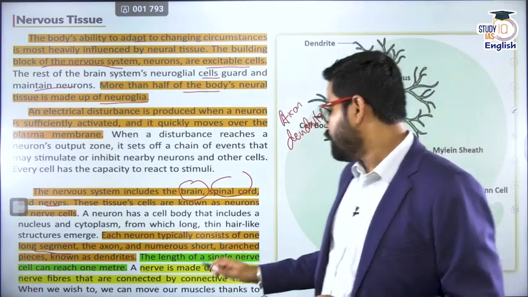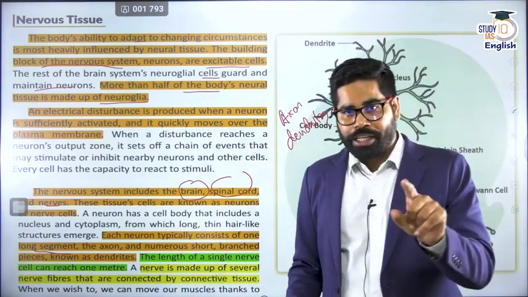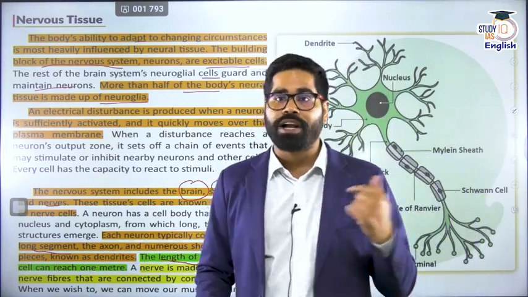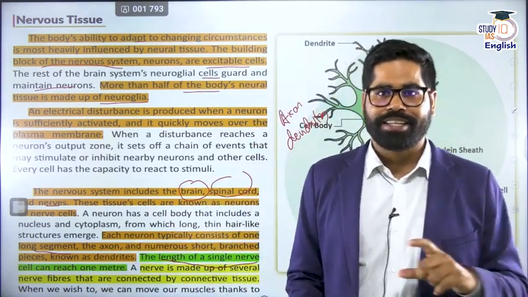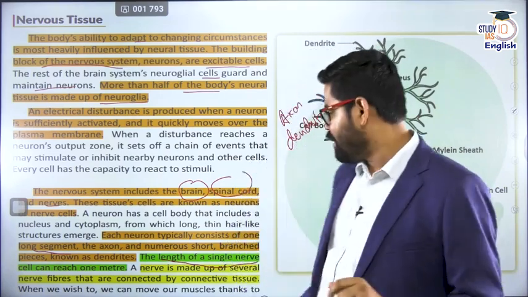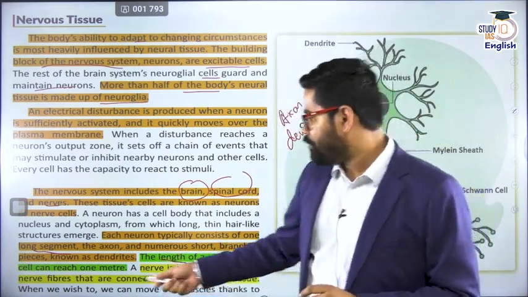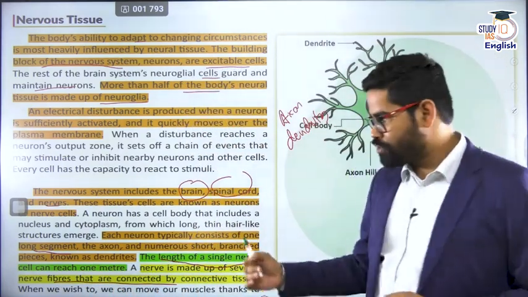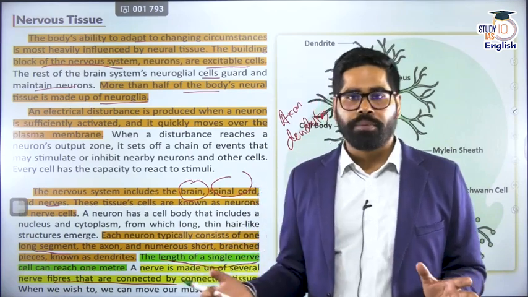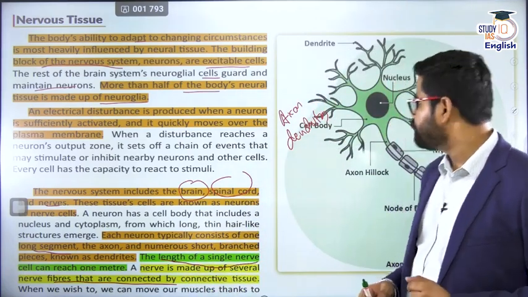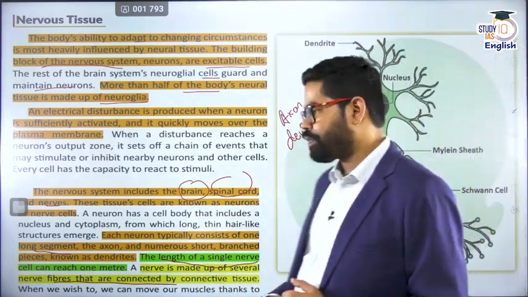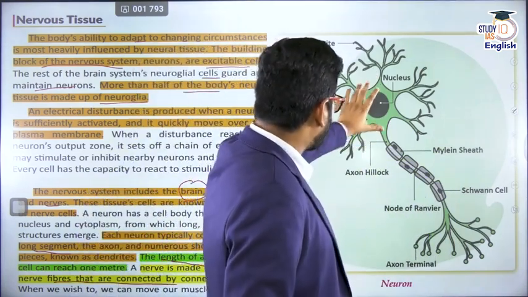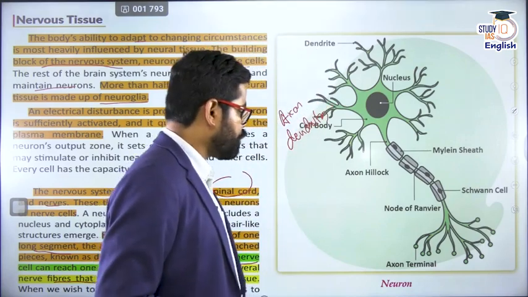Okay. Then you can see one very important part here. The length of a single nerve cell can reach 1 meter also. So it can be quite lengthy as well. Then see, this is made up of several nerve fibers that are connected by connective tissue. So connective tissue is also helping in this formation of the nerve cell. So this is the structure here. You can see the axon which is there. This is the nucleus of the nerve cell, the neuron.